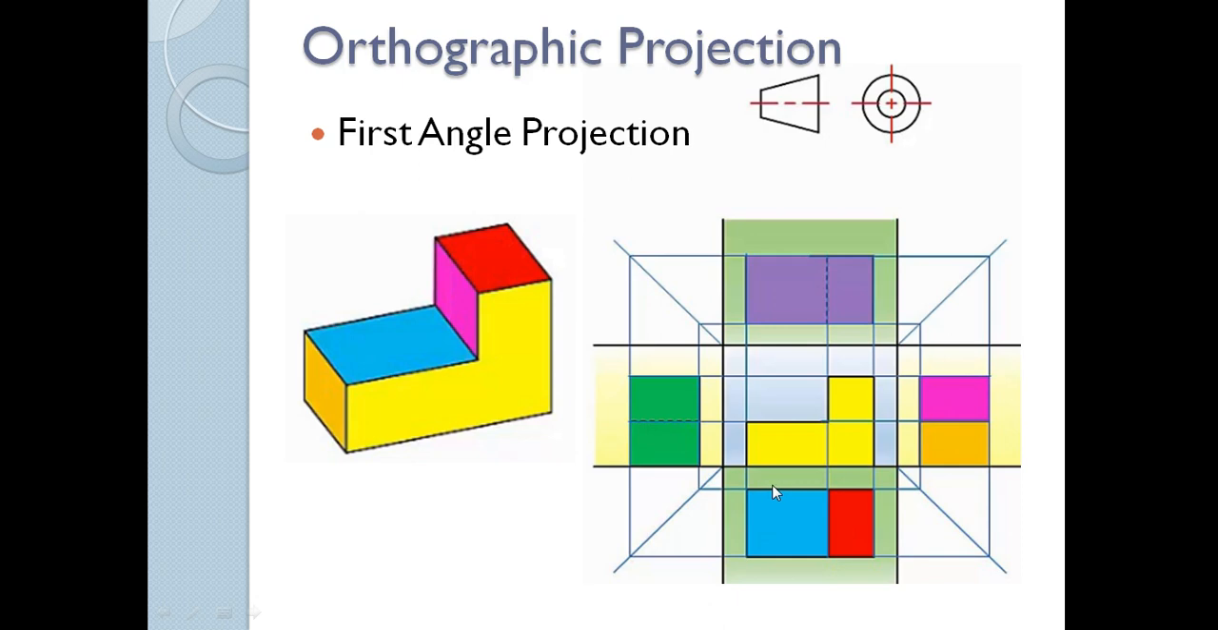The plan is placed below the front elevation. The right end elevation is the green square and the left end elevation is the yellow and purple. So if you look from the left, you'd see that view. If you look from the right, you'd see the other view.